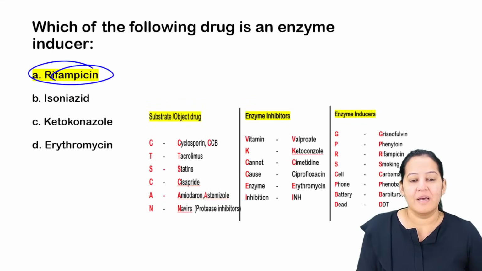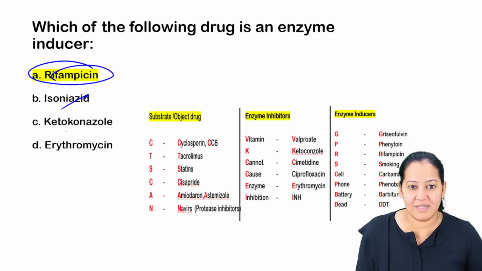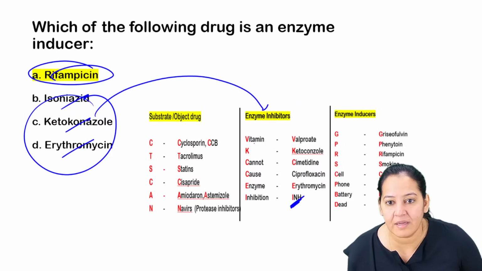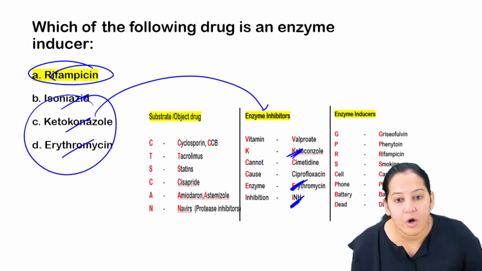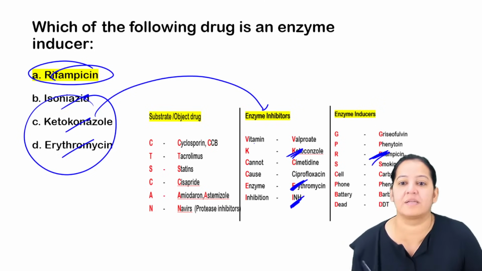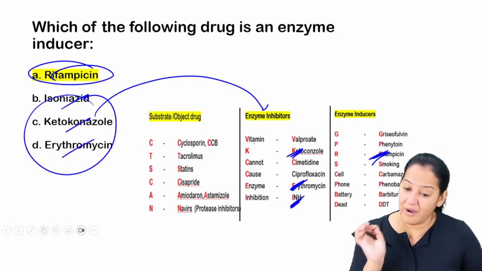So R for rifampicin. The other three options, that is isoniazid, ketoconazole and erythromycin, they are coming in inhibitors. You can see isoniazid is coming, ketoconazole is coming and erythromycin. The other three options are the inhibitors. Only rifampicin is coming in the inducer. So you have to learn both the lists.